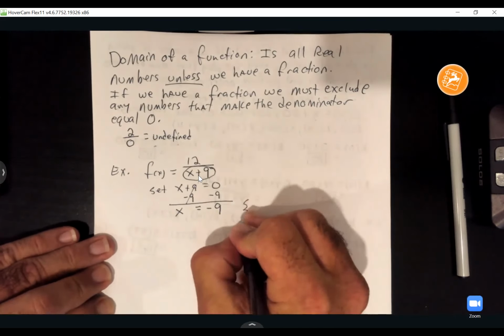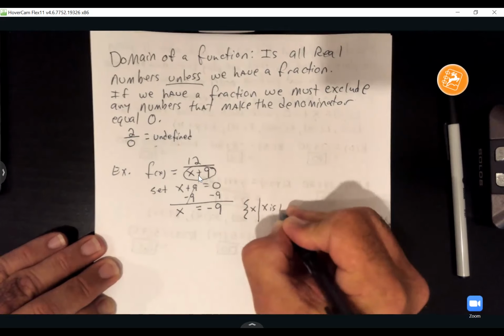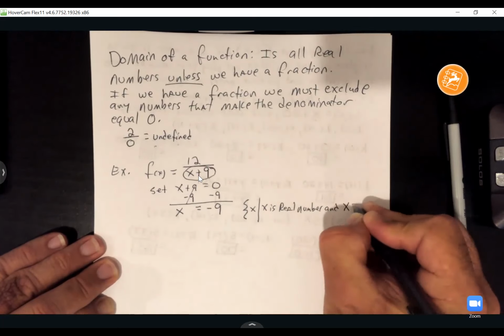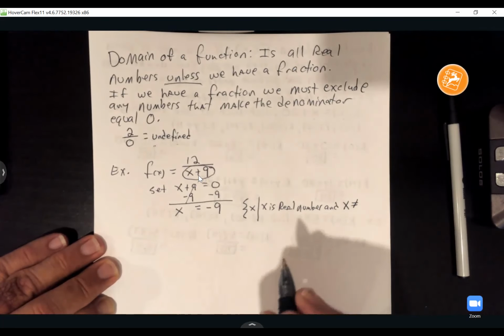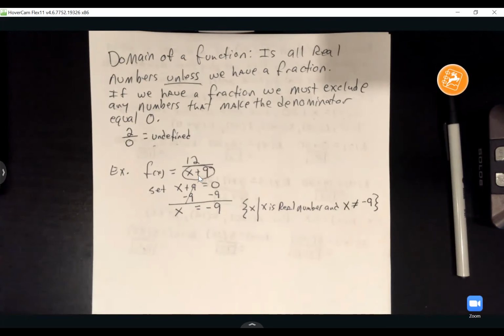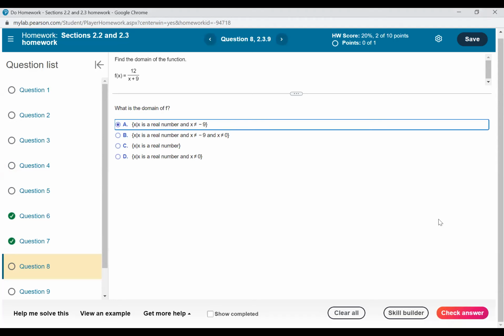So our answer will be something like this: x such that x is a real number, and x cannot equal, what do we get? Negative 9. And y'all watch this. Let's go to MyLab. Notice they'll have the answers. So we didn't get 2 numbers. We only got the negative 9. And the only one that corresponds to kicking out a negative 9 would be A. So y'all would check that answer.